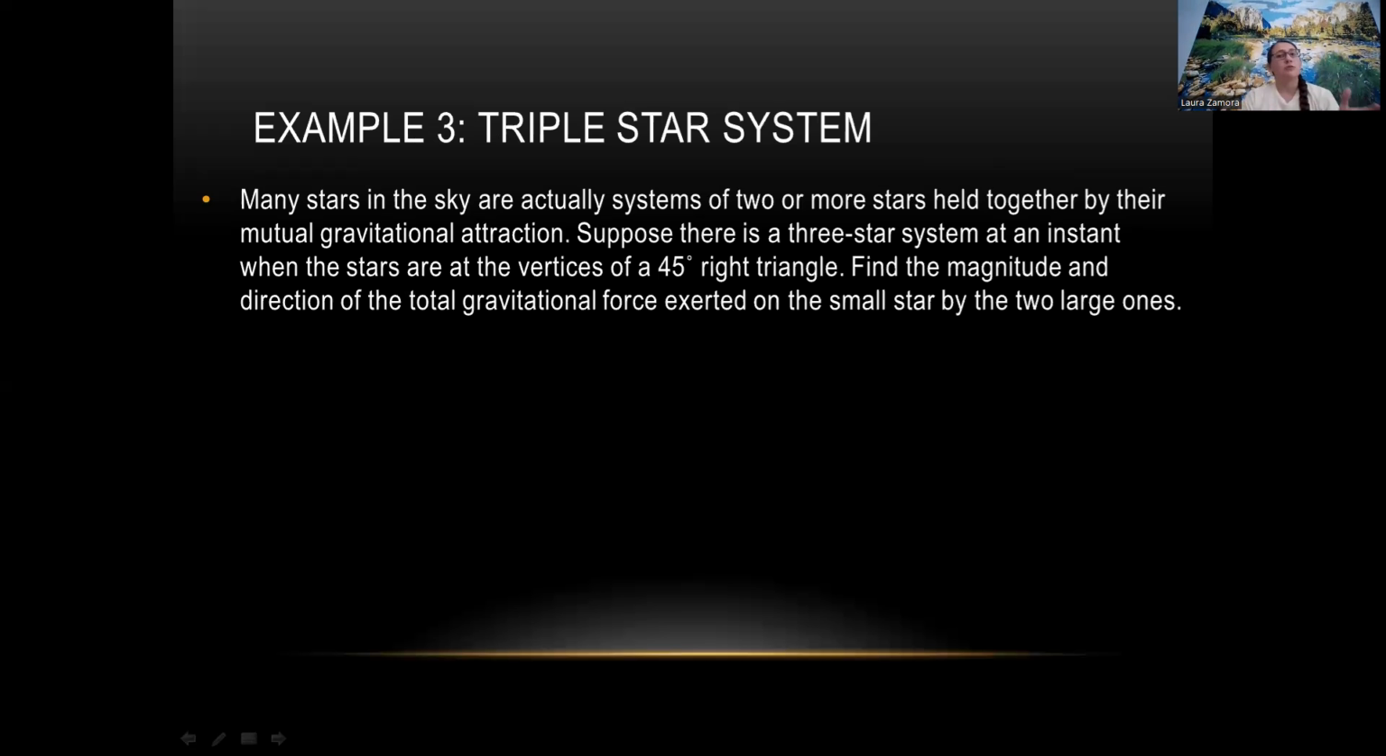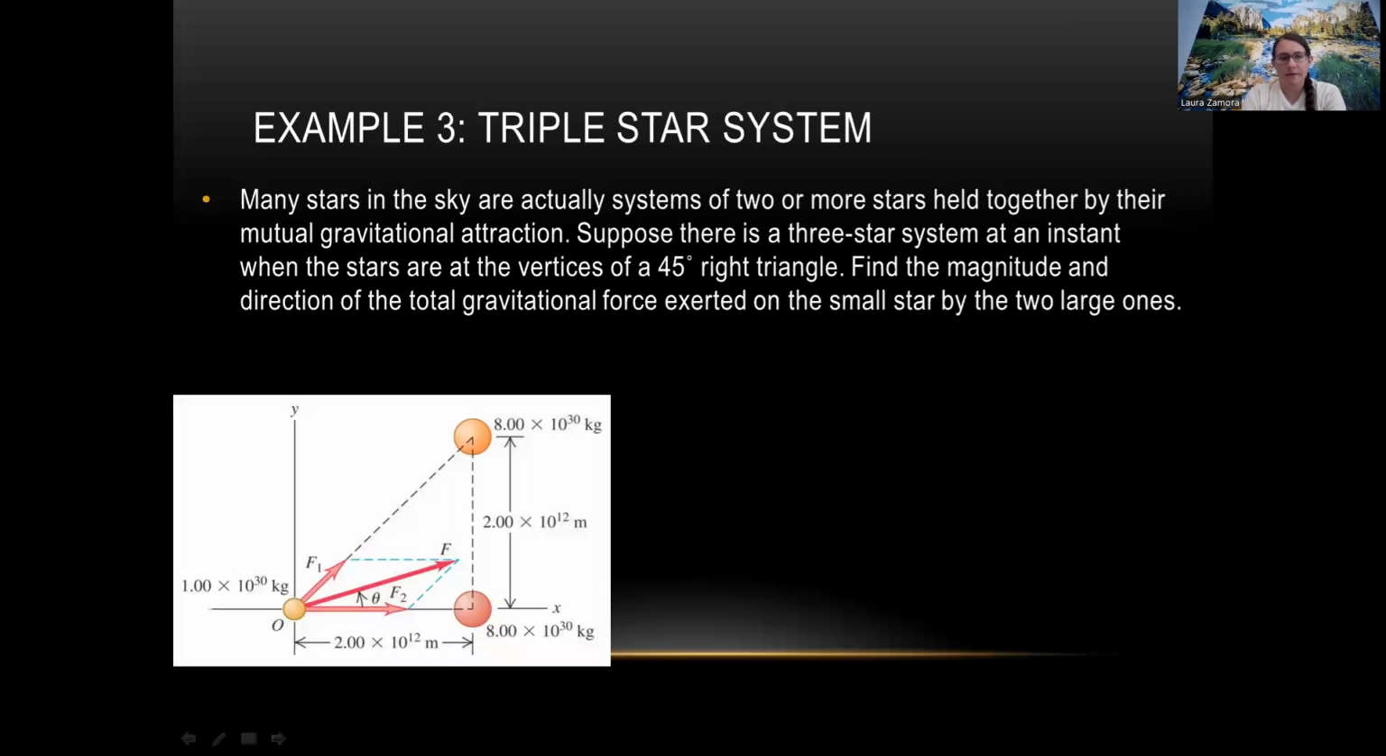So let's say there's a three-star system. We're looking at it at an instant when these stars are creating a 45-degree right triangle. You want to find the magnitude and direction of the total gravitational force exerted on one of the stars, a small star, by the two large ones. Okay, so here's a picture of what I mean.